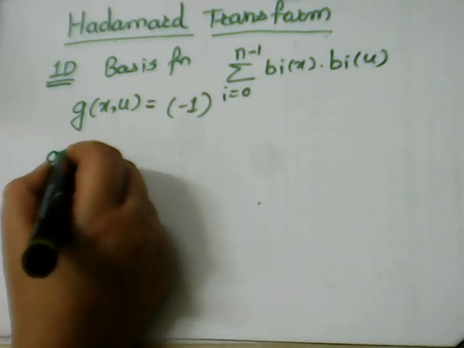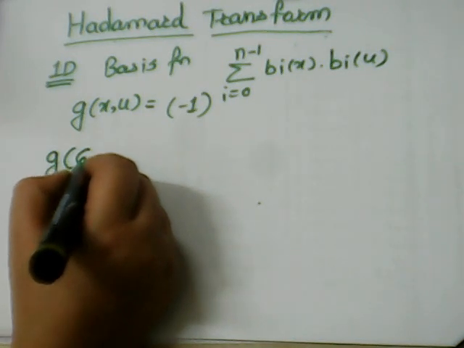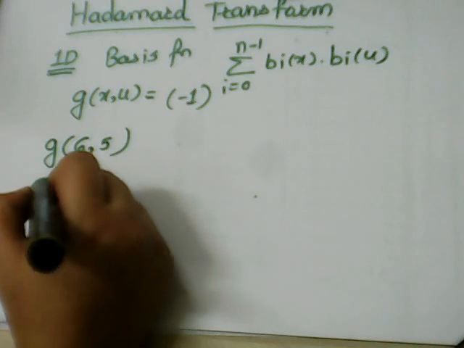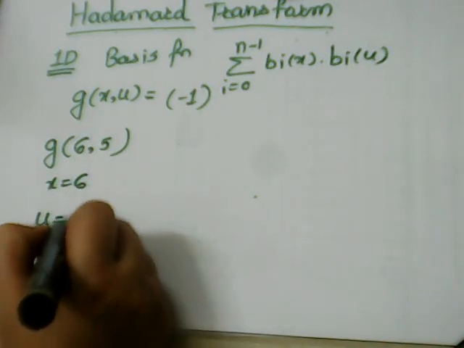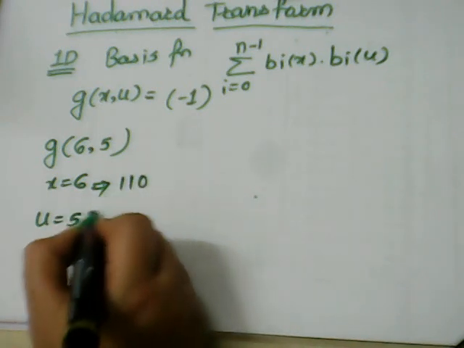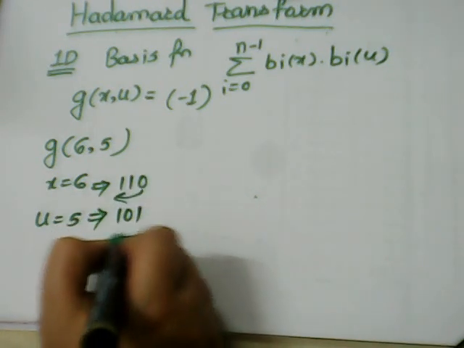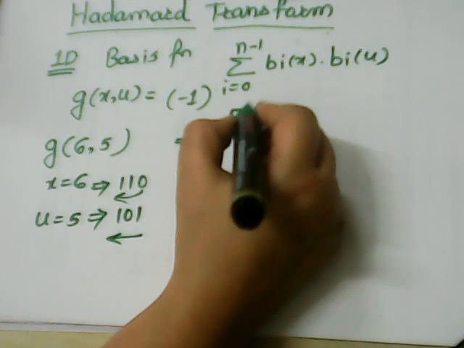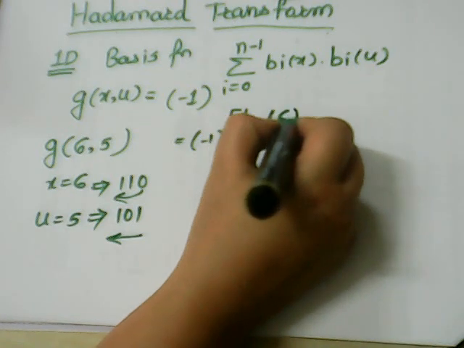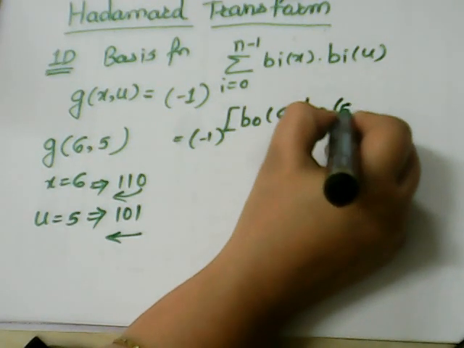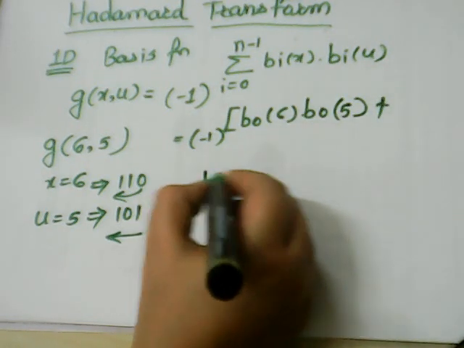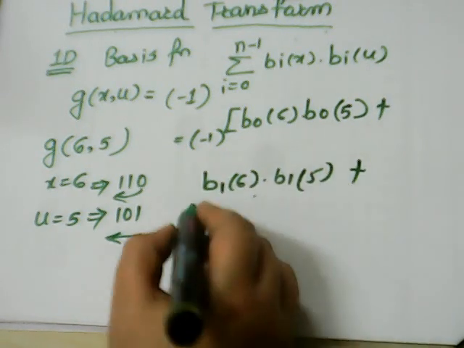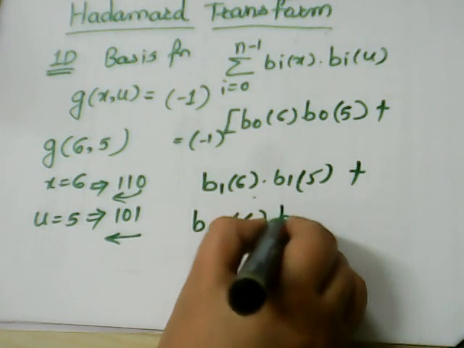So calculate it for g of 6 comma 5. Here x is given 6, u is given 5. So 6 in binary in 3 bits is 1, 1, 0 and 5 is 1, 0, 1. 0th bit, first bit, second bit. So put it in the formula. Minus 1 to the power b0 of 6 into b0 of 5 plus b1 of 6 into b1 of 5 plus b2 of 6 into b2 of 5.